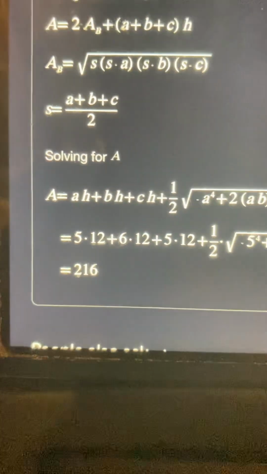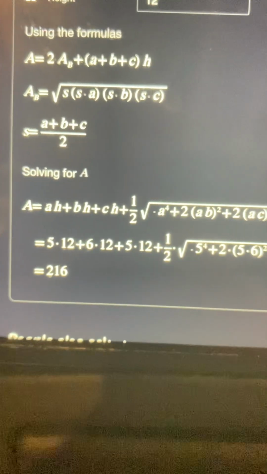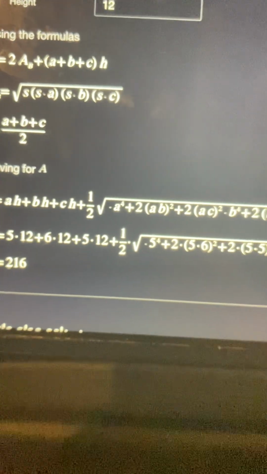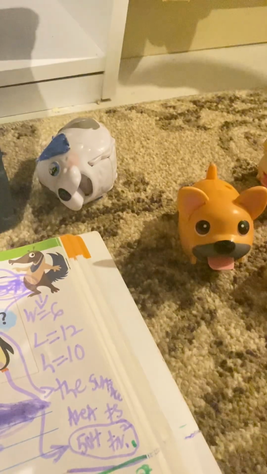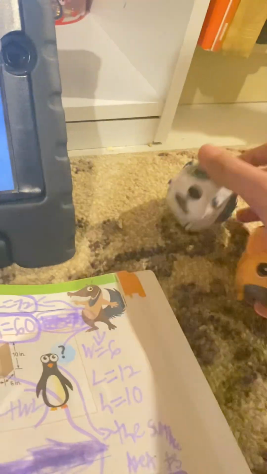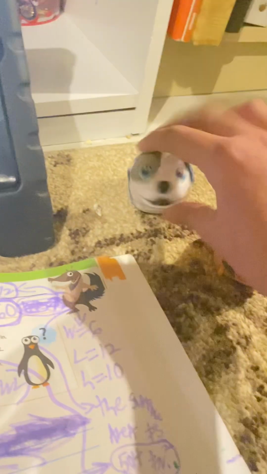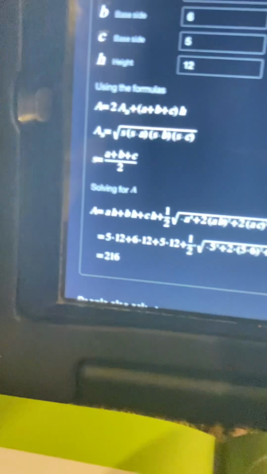It is AH plus BH plus CH plus 1/2 times the square root of negative A to the power of 4 plus 2 times AB to the power of 2 plus 2 times AC to the power of 2 minus B to the power of 4 plus 2 times BC to the power of 2 minus C to the power of 4. Sorry. That got me all tangled up. What is it again? I could say it again, but it's a little difficult.